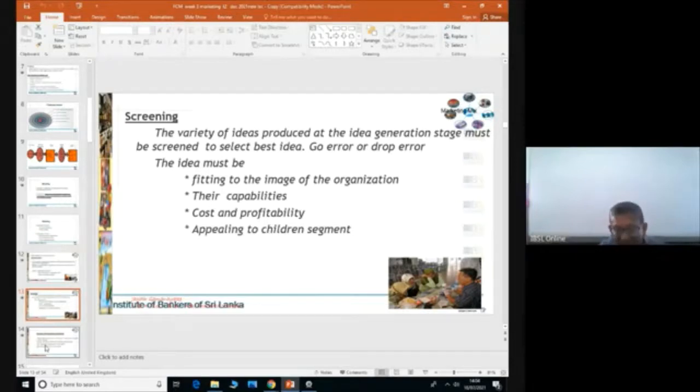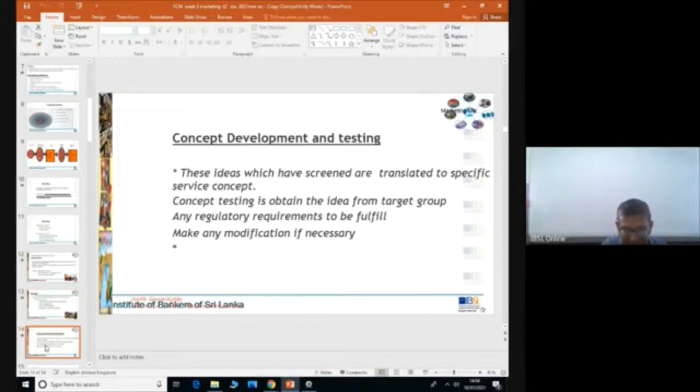Based on that, now you have 100 ideas. Now you select the 5 important ideas. That is called the screening, like a shortlisting. That's the second step.